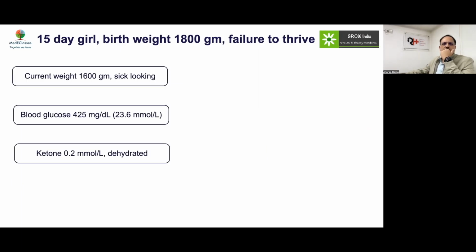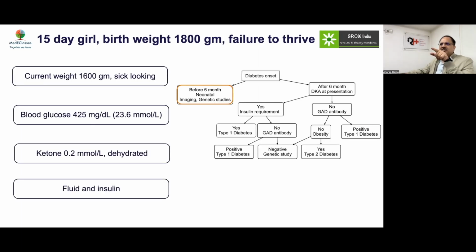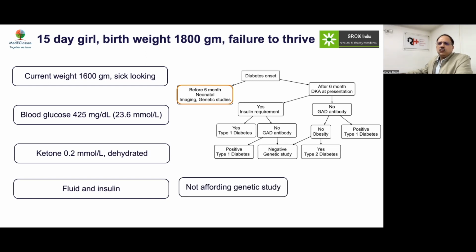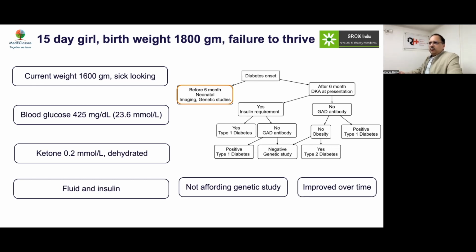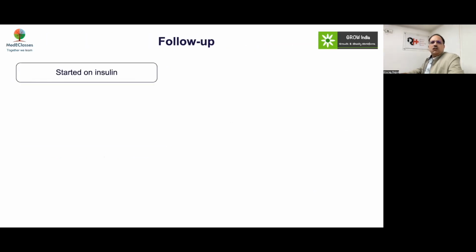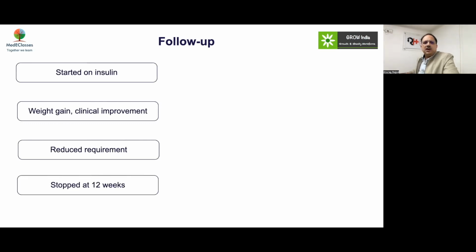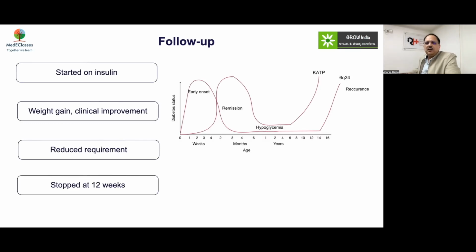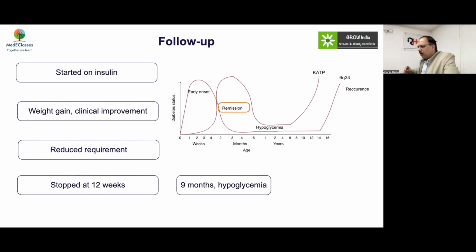So I think if we continue with the previous case which we discussed, a sick looking girl who was found to have, was not affording genetic study. Now, later on, she improved over time. So what do you think happened in this case? Transient diabetes. Now, on follow-up, she was started on insulin. There was weight gain and clinical improvement. Requirement reduced, stopped at 12 weeks. But at 9 months developed hypoglycemia. So why was this hypoglycemia developing?